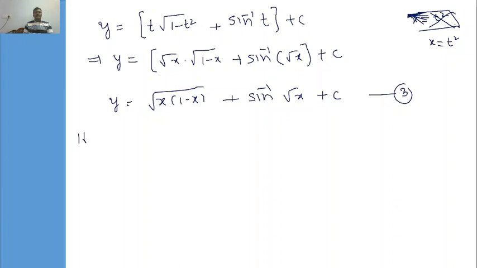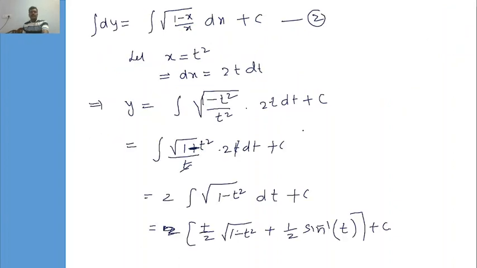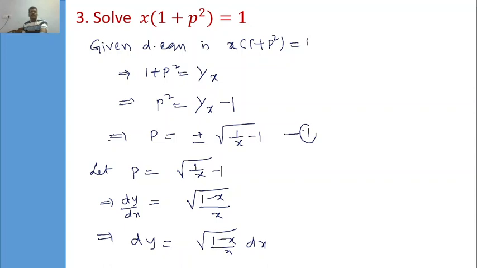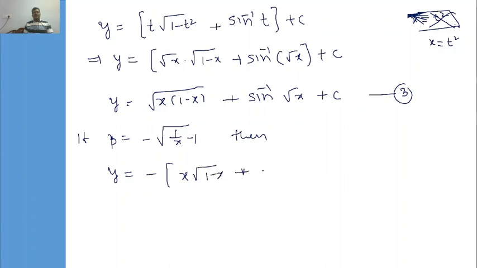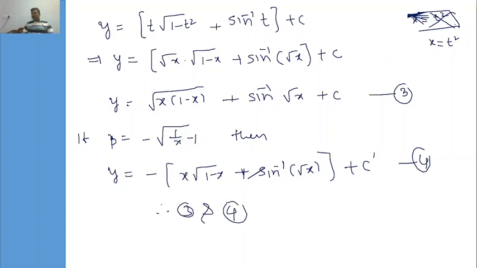Similarly, if we take the minus term, p equal to minus root of 1 by x minus 1, we get then y equal to minus of root of x into 1 minus x plus sin inverse of root x plus c dash. This is the fourth. 3 and 4 are the required solutions.